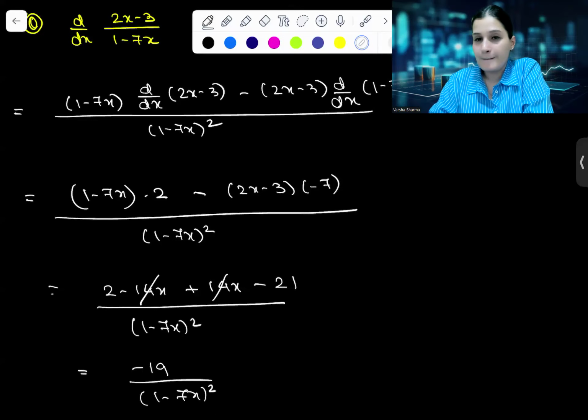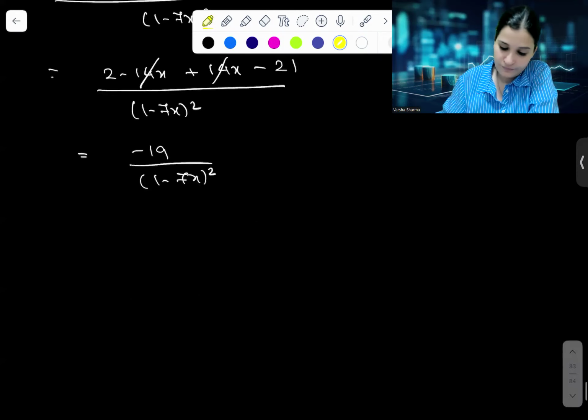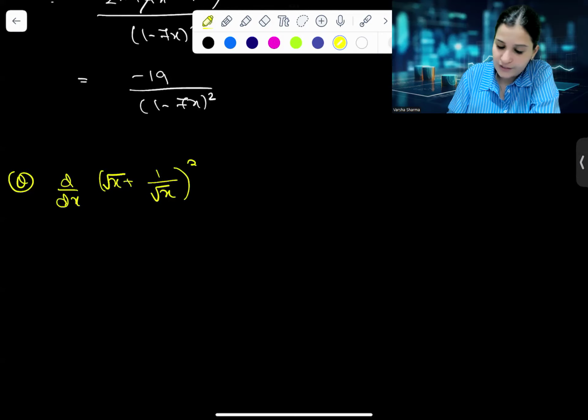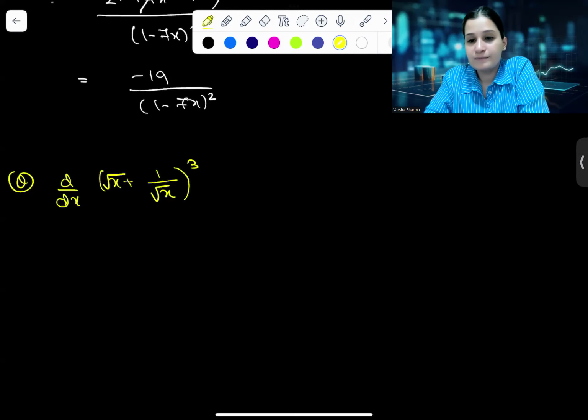Any doubt? All of you clear? Question. Differentiation of x plus 1 by root x, whole cube. Right.